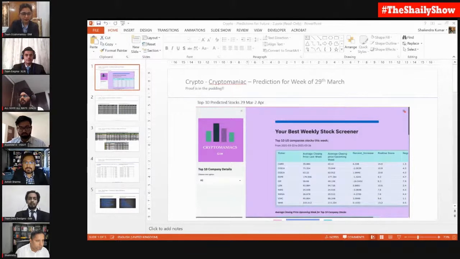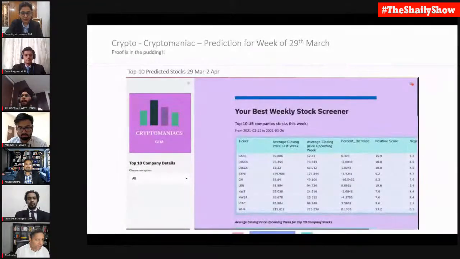So the question that we asked the team was: please predict the top 10 stocks for the week starting 22nd March 2021, considering the fact that you've got data up until 18th March. Everyone predicted their top 10 stocks last week. So who wants to go first?